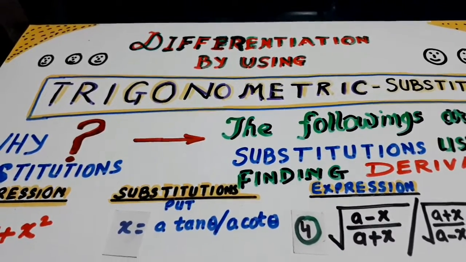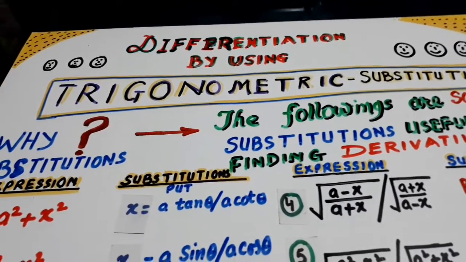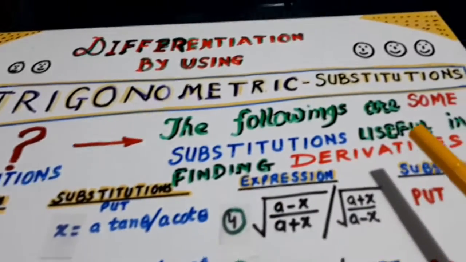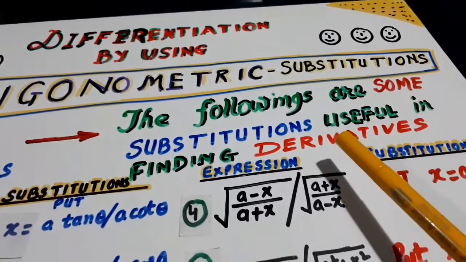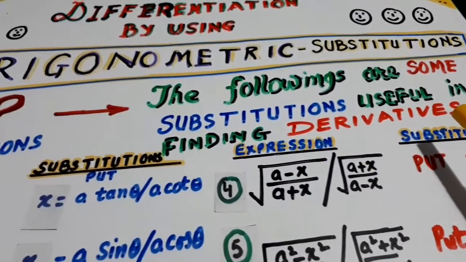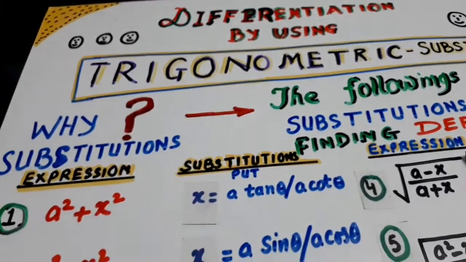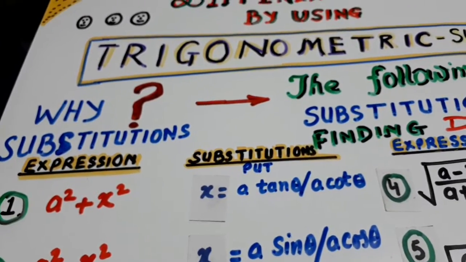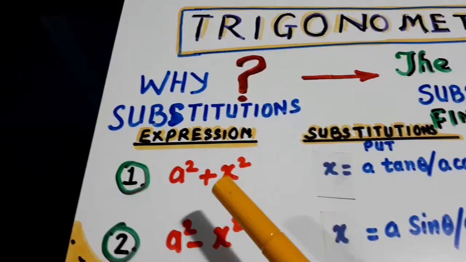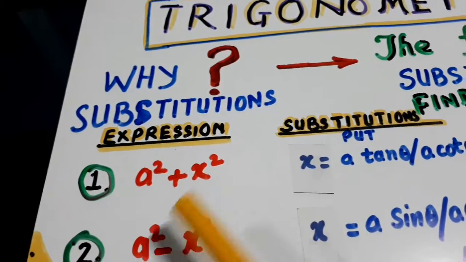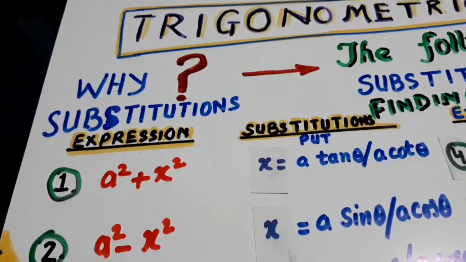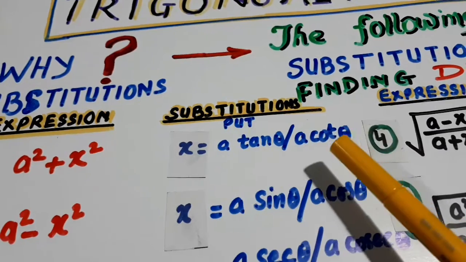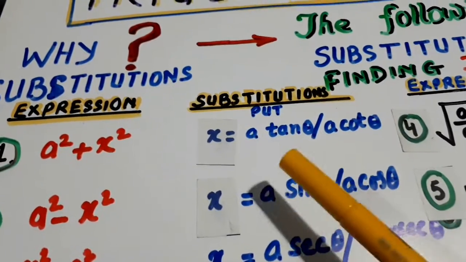Differentiation by using trigonometrical substitutions. Why substitutions? The following are substitutions useful in finding derivatives because they'll make things very easy for us. Now, how to use substitutions? If the function is in the shape of a square plus x square, then substitute x is equal to a tan theta or a cot theta. Things will become very easy for you.